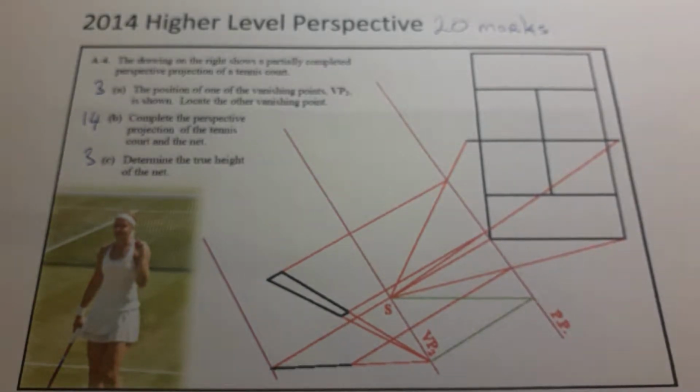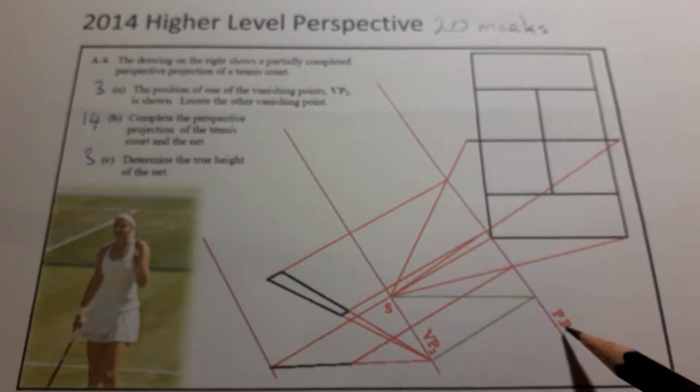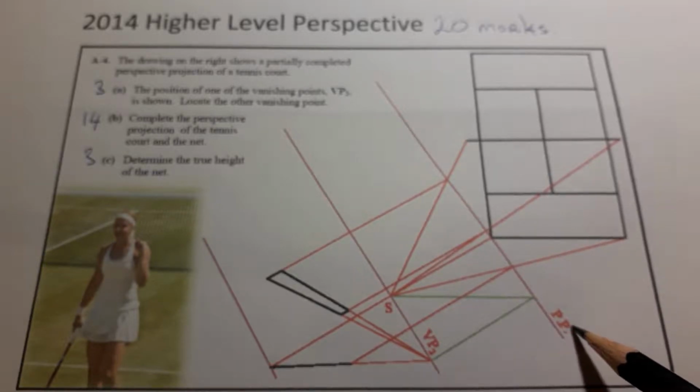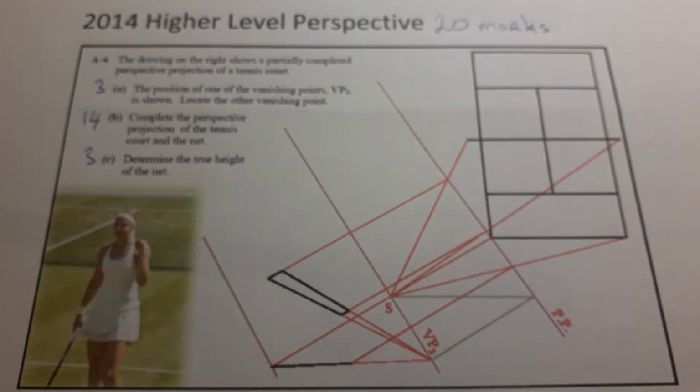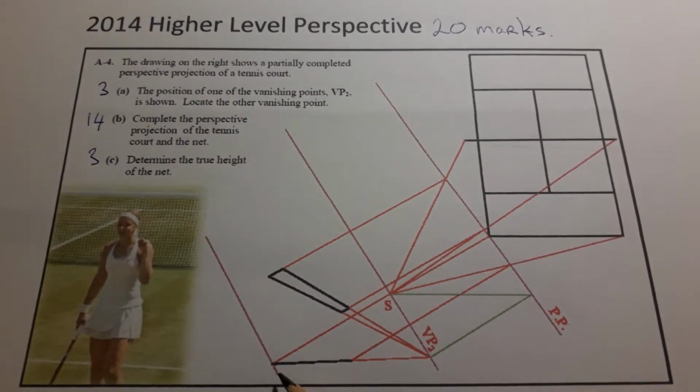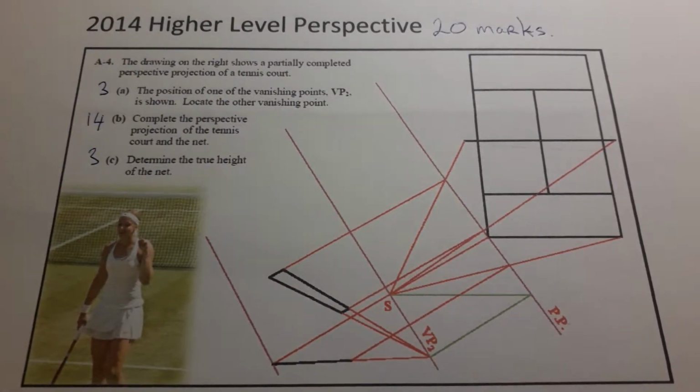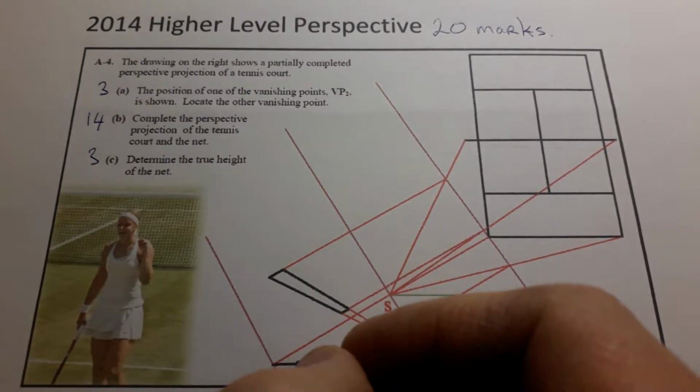So before I proceed on, it's very important that we actually put or label some of the lines on this. So you can see that some things are already marked for us. So for example, here we have our picture plane. Here we have our vanishing point 1. And here we have a line that has no label on it. This is actually known as the ground line.